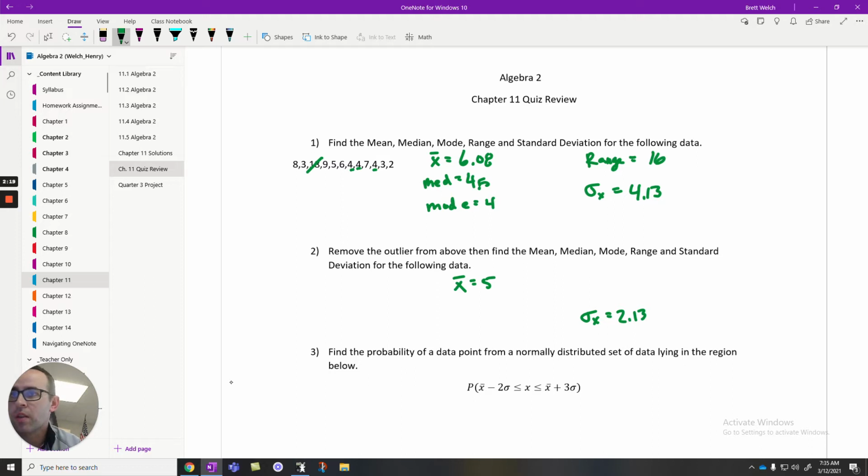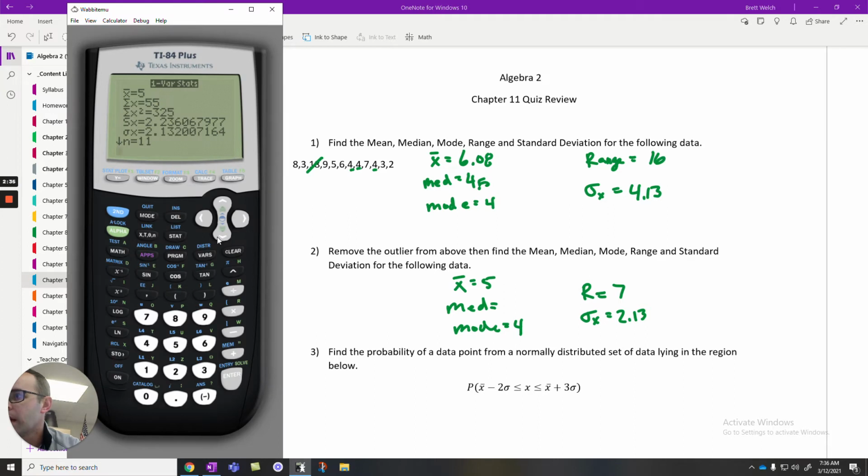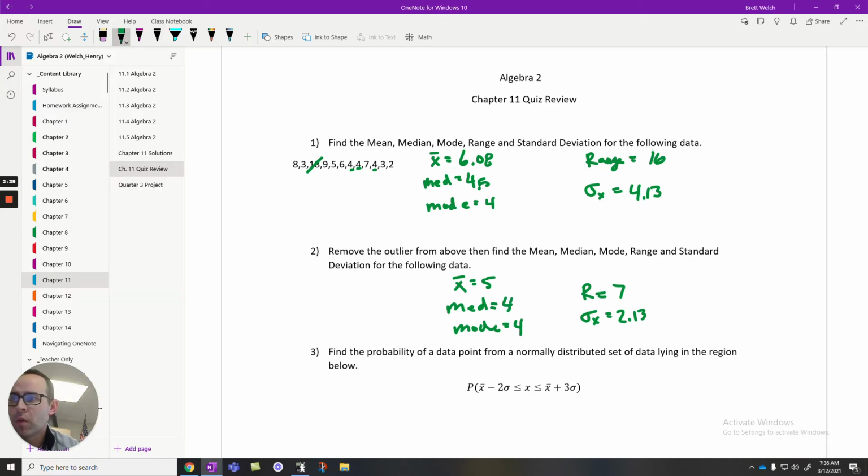That's a much smaller standard deviation. The range is now, big number would be 9 minus 2 is 7. The median, I'll check again, and the mode is still 4. Nothing changed there. So when I calculate one more time, the median is 4. You could just put them in order if you want and do it by hand. That's not a big deal. It's just a matter of how much time you want to take.